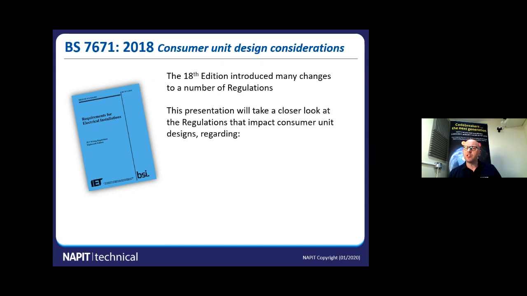There were many changes introduced in the 18th edition, and some of those changes everybody's aware of, but there are some minor little tiny ones that not every contractor picked up on. So we're going to take a closer look at those regulations and the ones that impact the design of consumer units. There's a lot to do with RCDs, so we're going to be looking at RCD selection, RCD selectivity, RCD unwanted tripping, RCBO overload requirements.